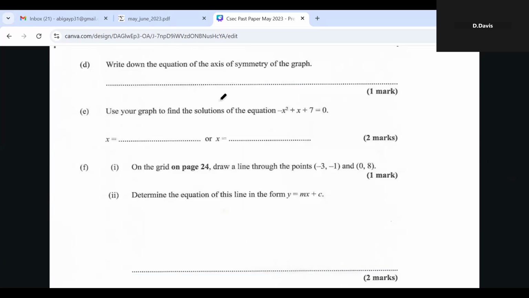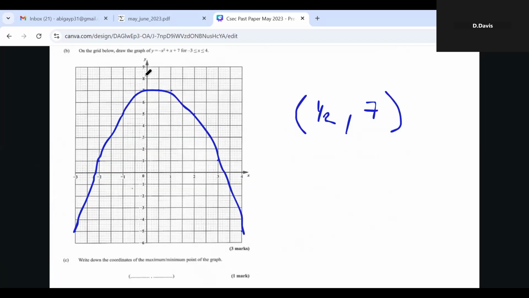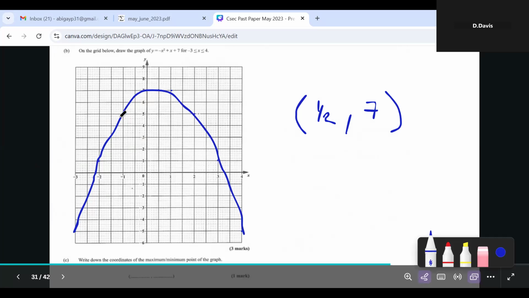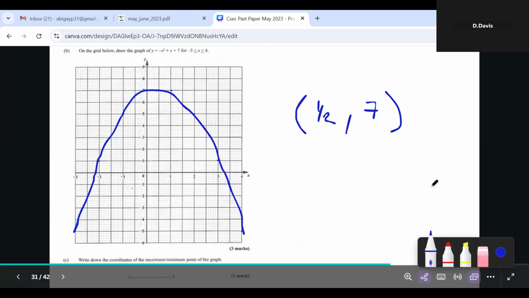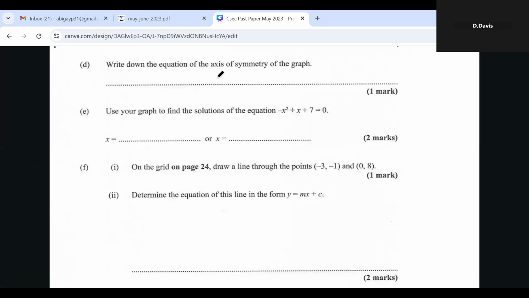It says write down the equation of the axis of the symmetry of the graph. So symmetry means half of it and each side are equal. So I would say it would be the same place right here. And if I cut a line down here, it will be symmetry. So I would say my equation will equal x equal half.